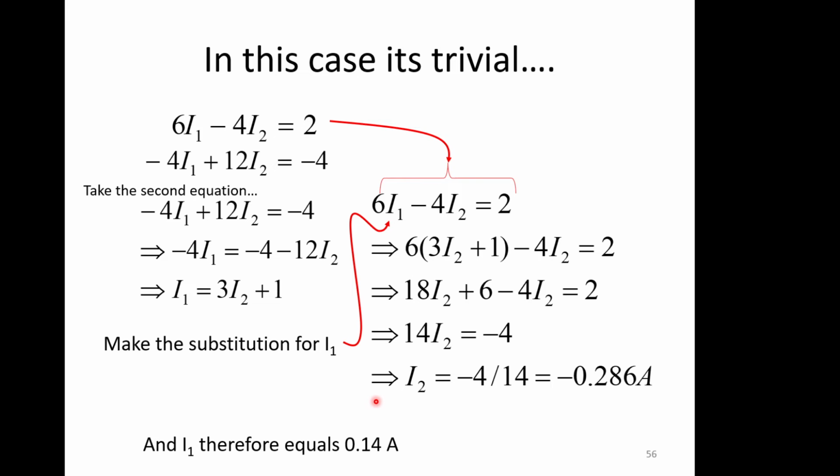So get into the habit of writing down, at least for me, any interim steps and workings, and explaining what's going on. Use words like "make the substitution for I1", so I'm not having to guess what you're trying to do. And when you come back and look at your revision notes in a few months' time, you won't be guessing what you've done either.